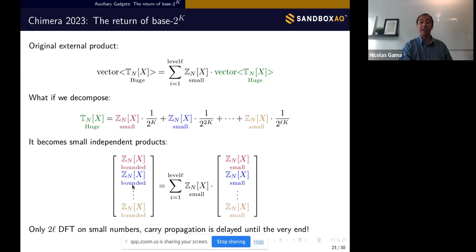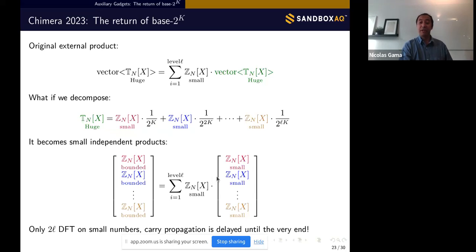So then I will get a result, and if I want to construct the final result, I just have to remember this original formula, and the final result will be the red part divided by 2 to the k plus the blue part divided by 2 to the 2k, etc., plus the brown part divided by 2 to the lk.